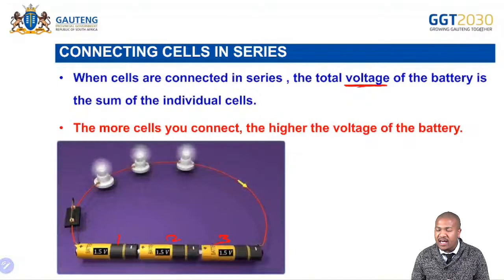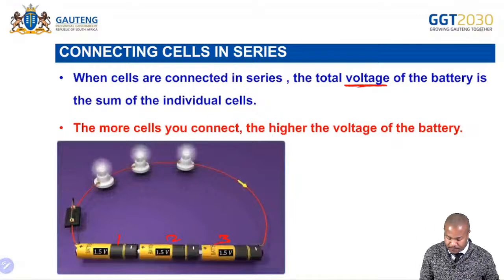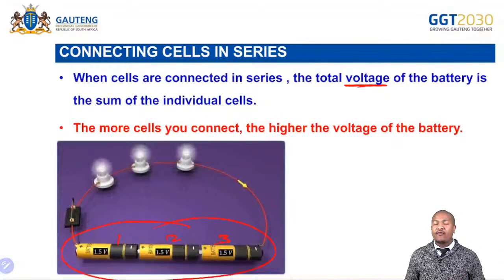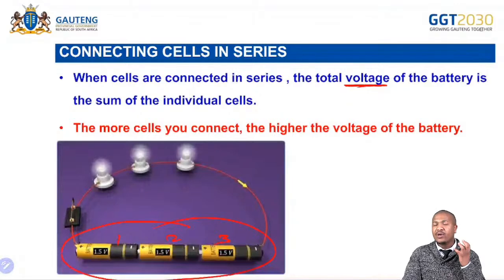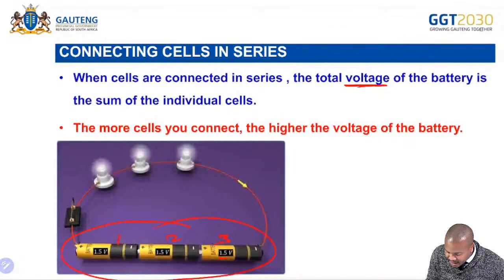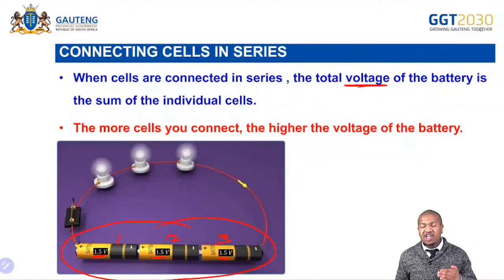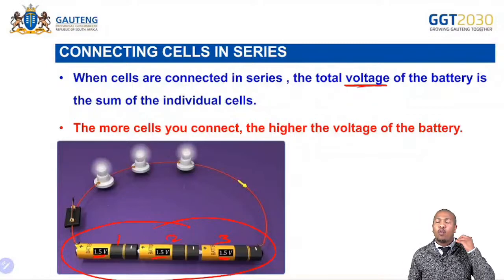And now we're looking at what? The voltage of the total battery. And I'm saying to you now, the total voltage of the battery is the sum of the individual cells. So how can we identify voltage in a cell? We look at the markings here. So each cell here is of 1.5 volts.